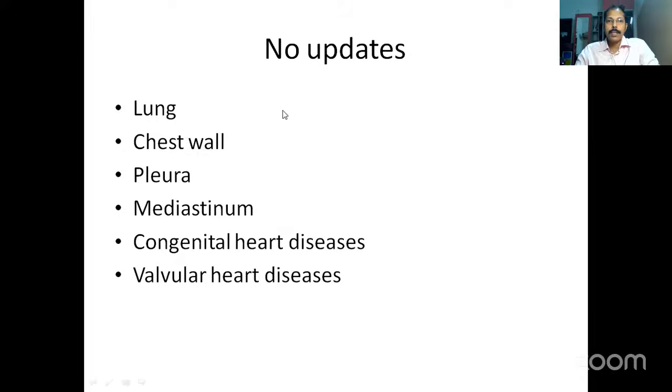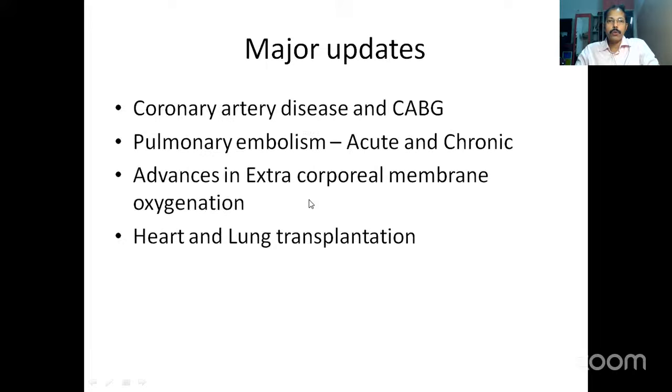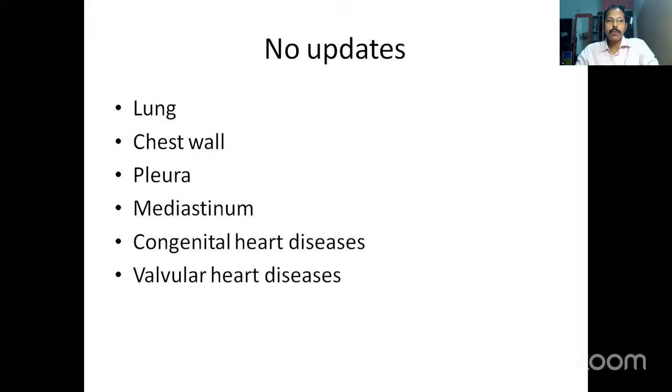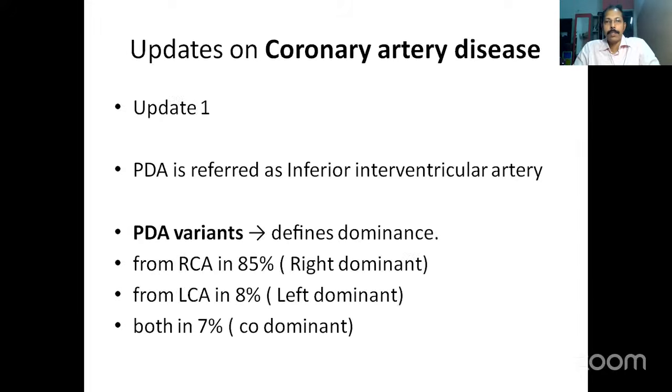And if you see, there are no major updates in the thoracic part: lung, chest wall, pleura, mediastinum. Regarding congenital heart disease and valvular heart disease, there are not many updates, and the previous content has been exactly copied in this new book. So the major updates are coronary artery disease and CABG, pulmonary embolism, ECMO, heart and lung transplantation. We can see one by one what updates have been given in this new edition book.